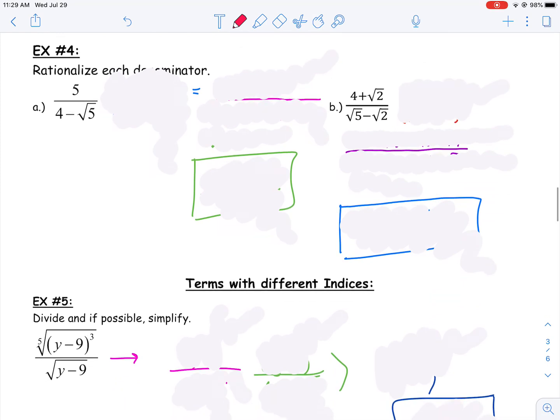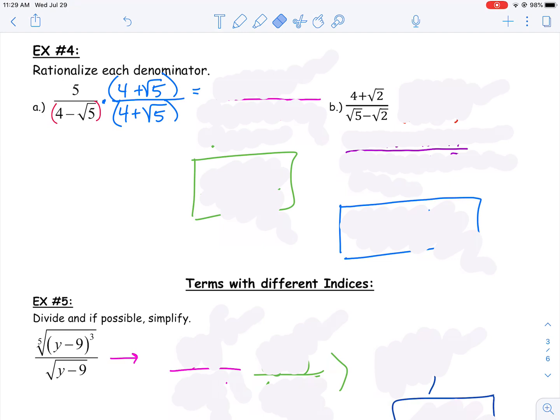Let me show you. Looking at example number 4, it asks us to rationalize each denominator. You notice in A, there's a 4 minus the square root of 5. There's a radical in that denominator. But there's two terms here. There's a 4 minus rad 5. We want to get rid of the radical, and we're going to do that by multiplying the numerator and the denominator, both the top and the bottom, by the conjugate of that denominator. So if the denominator right now is 4 minus rad 5, then the conjugate would be 4 plus rad 5.